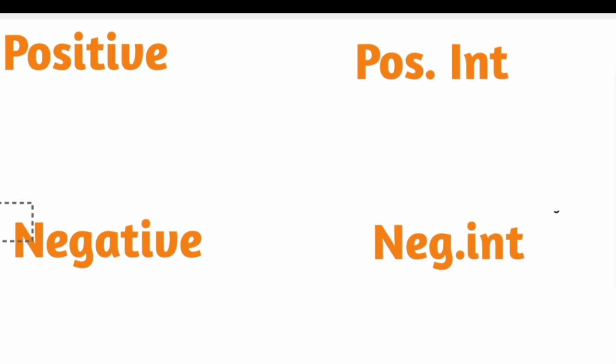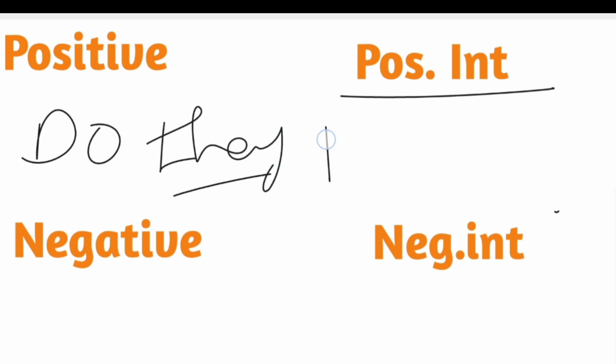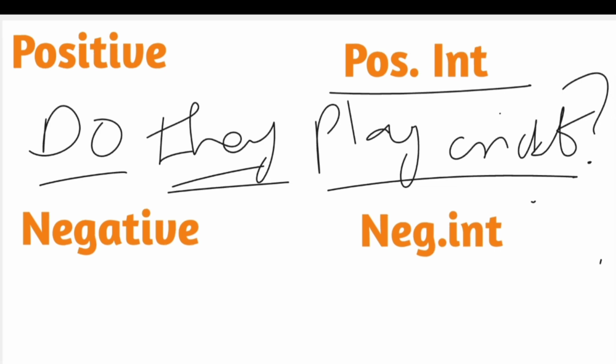Now for the positive interrogative sentence, we usually start with the auxiliary verb. So what is the auxiliary verb? Do. So do, then they, the subject, then the verb play, then the object cricket. Do they play cricket? This is the positive interrogative sentence.